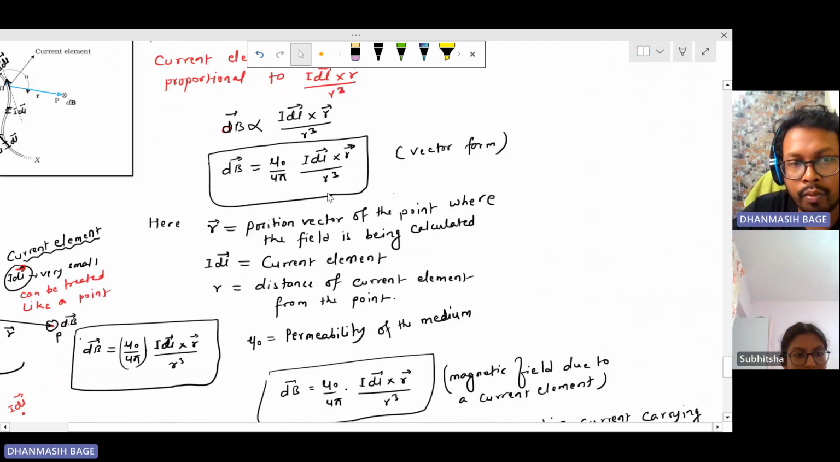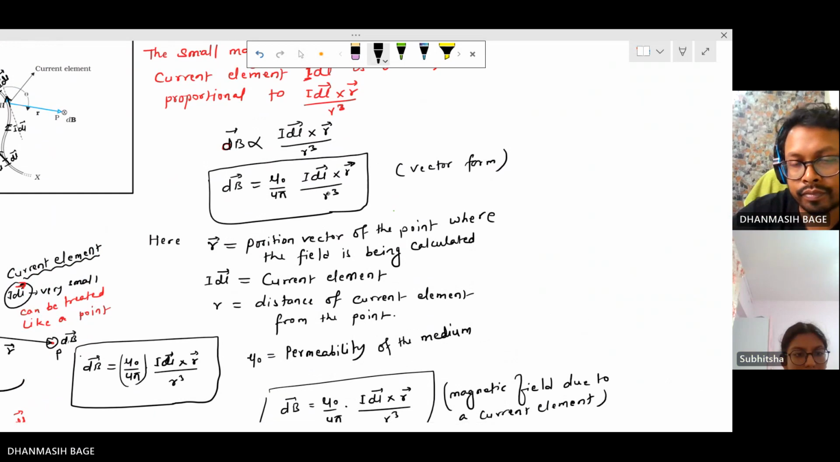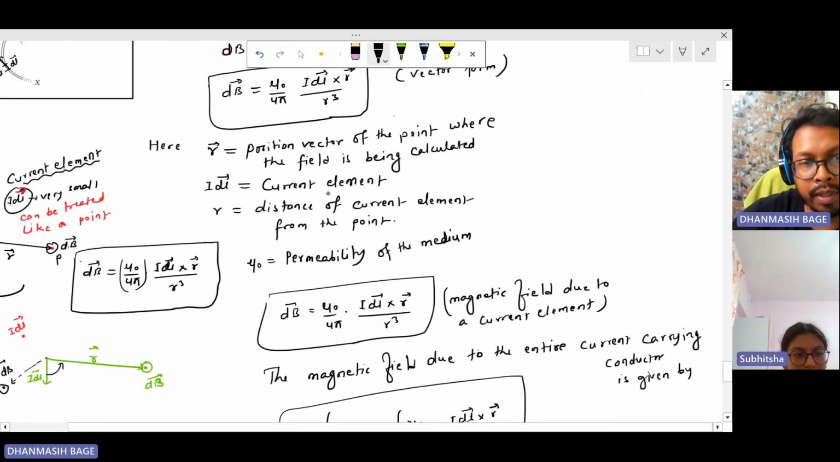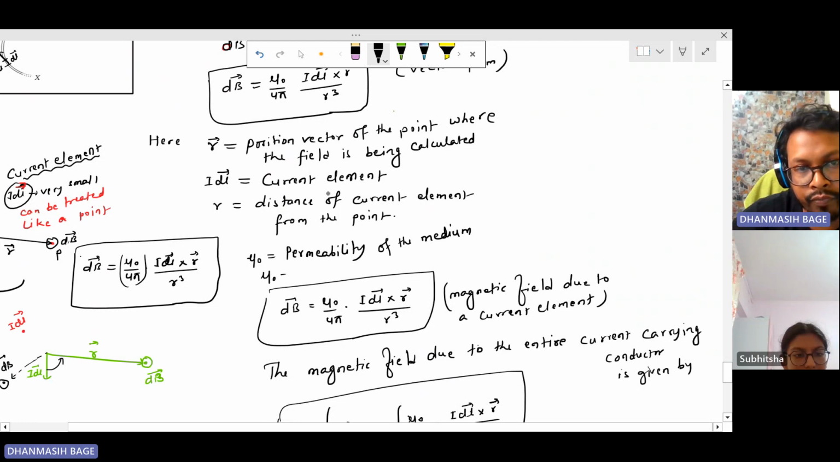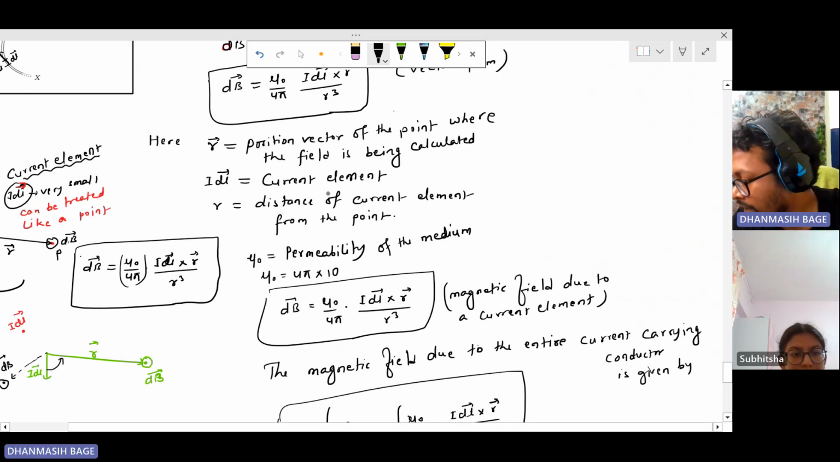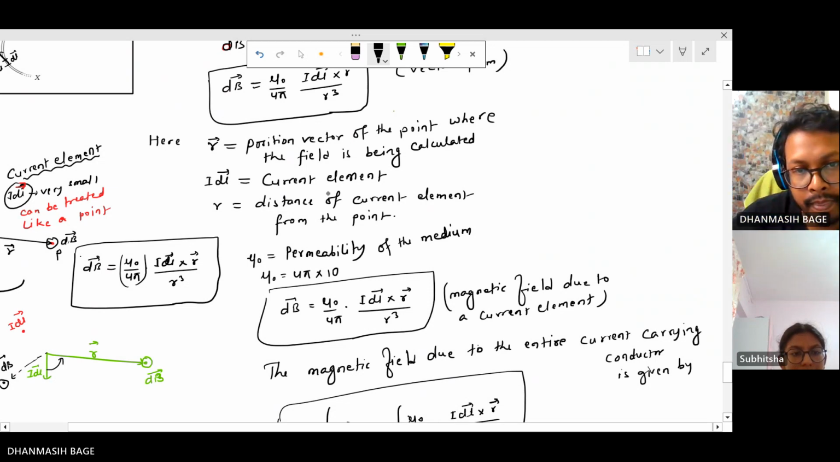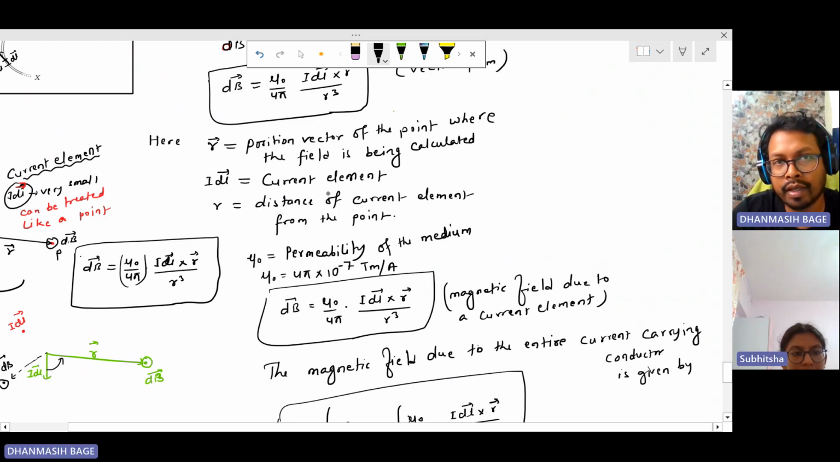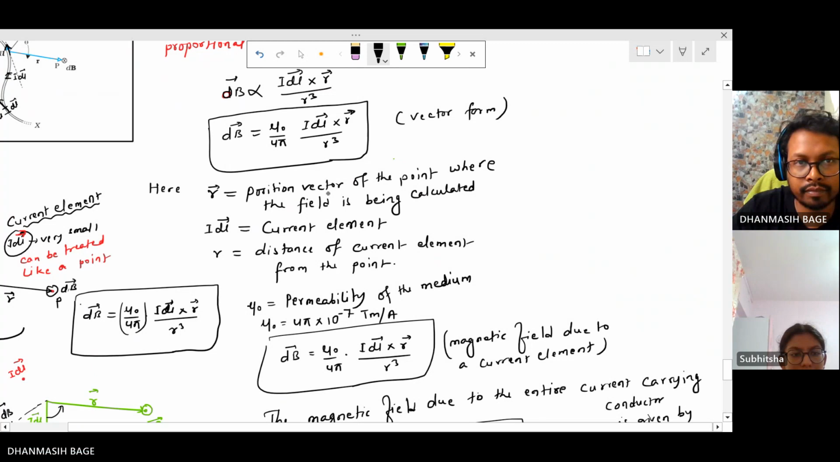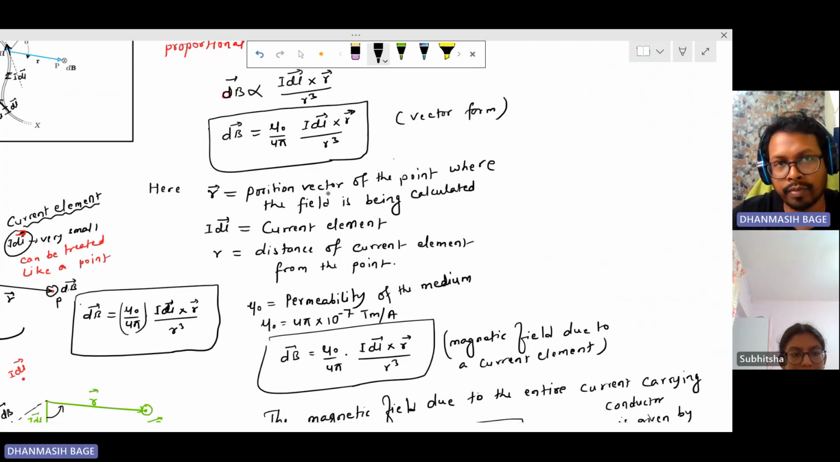One thing I forgot. What is the value of mu naught? Permeability. And permeability has a value equal to 4 pi into 10 to the power minus 7 Tesla meter per ampere. How do we calculate this unit, Tesla meter per ampere? You can easily figure it out from this formula, right?